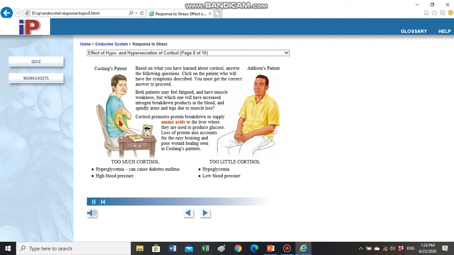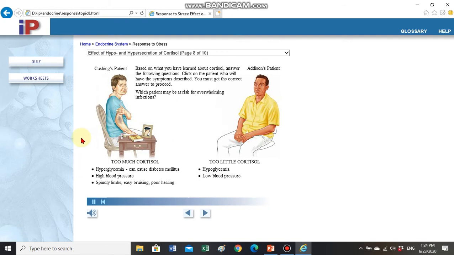Which patient may be at risk for overwhelming infections? Cortisol inhibits the inflammatory response and depresses the immune system. The risk of infection rises in patients who are taking prednisone and those with hypersecretion of cortisol.